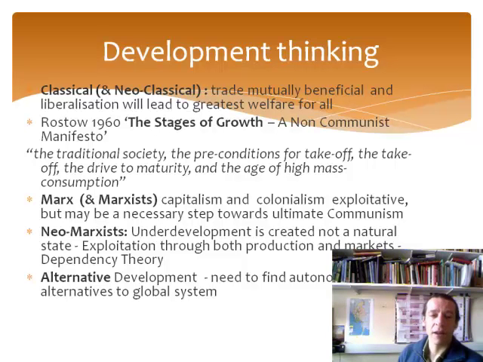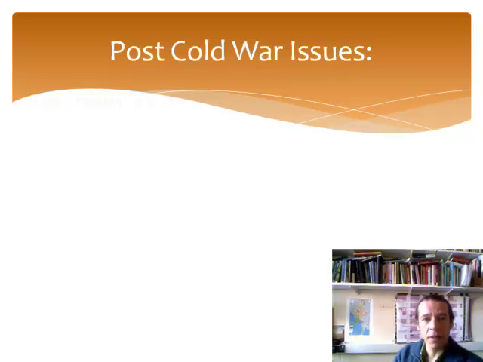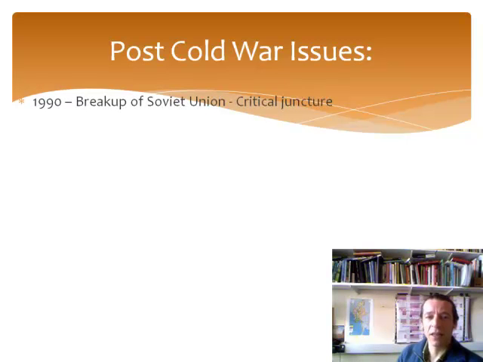So we have two competing views, and we have several other views we could cover if we had more time, including what's called a sort of alternative or autonomous development model that developing countries need to separate themselves from the global system. Now, much of this thinking and much of these debates emerged in the context of the Cold War. But by 1989, 1990, we saw the decline of the Cold War, the breakup of the Soviet Union, which is, again, a critical juncture in world history and development history.